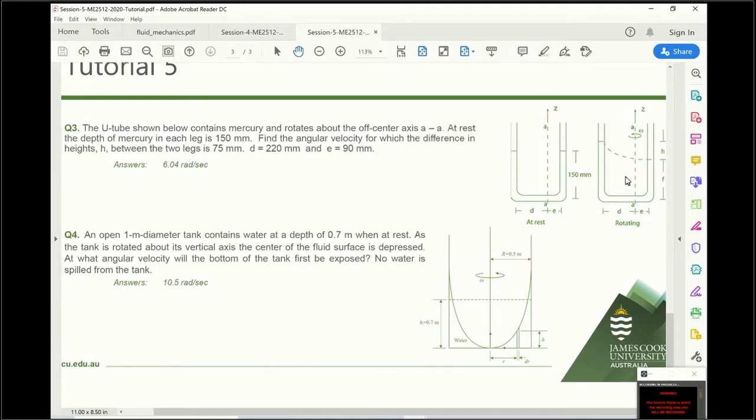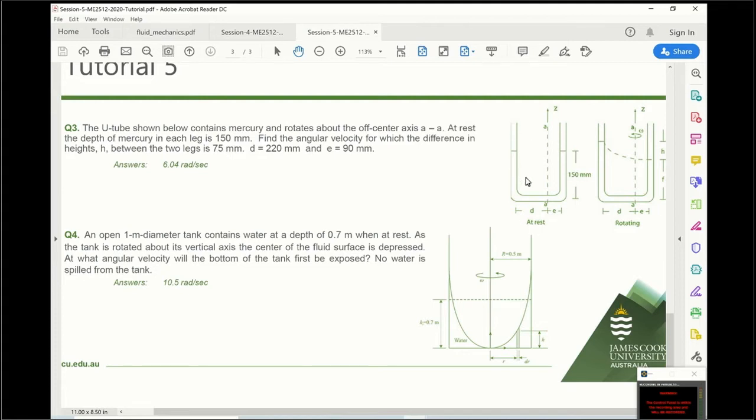So, the U-tube shown below contains mercury and rotates about an off-center axis AA. So we have an axis AA there, which is off-center, and this U-tube manometer rotates about that AA axis. At rest, the depth of mercury in each leg is 150 millimeters, which is shown in the at-rest figure.